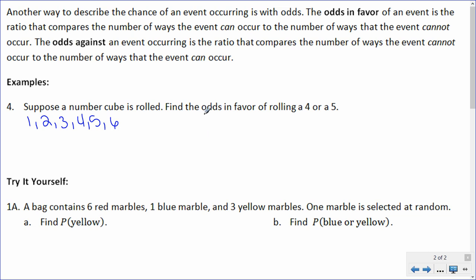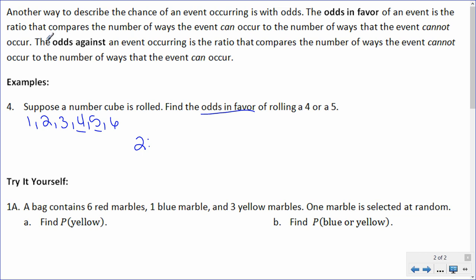Well, to find the odds in favor of rolling a 4 or 5, we want to know the number of ways that the event can occur first. Well, in order to roll a 4 or 5, go figure, you'd need to roll a 4 or a 5. So there are two different ways that this event can occur. And we want that in a ratio with the number of ways that the event cannot occur.